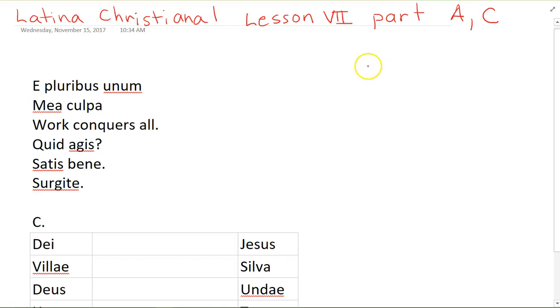Latina Christiana, Lesson 7, Parts A and C today. Part A is phrases and sayings. There are a couple new ones in here today, but it tells you where to figure them out. E pluribus unum, one out of many. Should have that one easy.